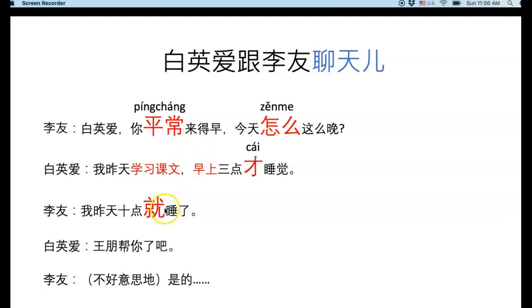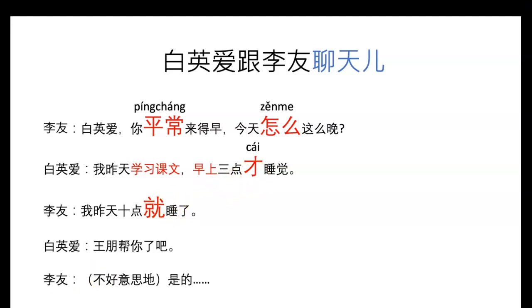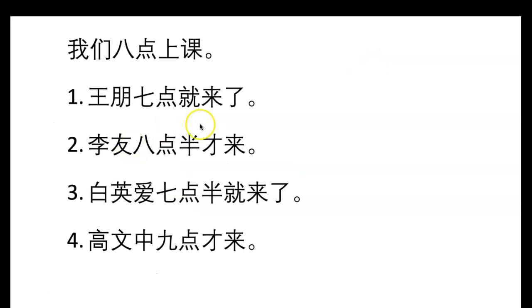Now, we also compared 就 and 才. And in class, we went over 4 sentences. Okay, so I want you to reread these sentences and ask yourself, when do I use 就 and when do I use 才? Structure-wise, what is the difference between these 2?